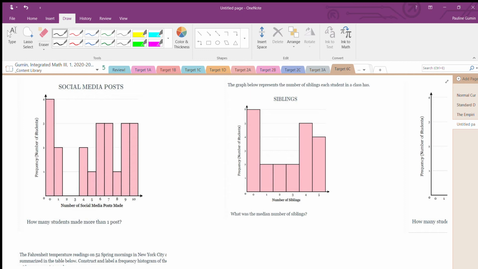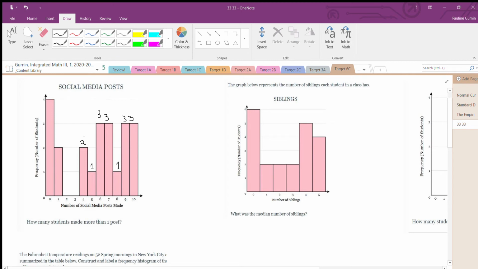Okay, so our first histogram on the left-hand side is about a group of students that was surveyed to find out how many social media posts you make a day. So, the question I have here is, how many students made more than one post? Right, well, I have these bars which tell me the frequency of things happening. So that actually tells us that there were 2 students that made 4 posts, one that made 5, 3 for 6 and 7 each, one that made 8, and 3 each for 9 and 10.